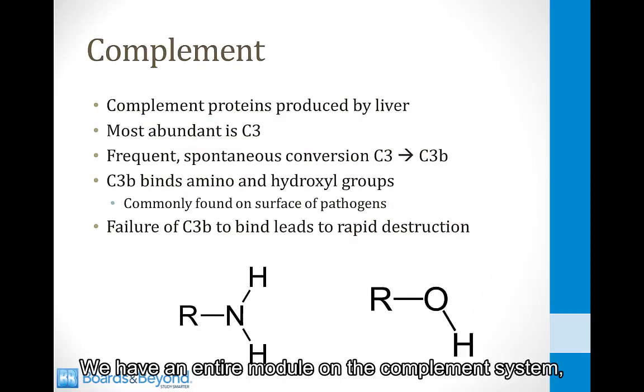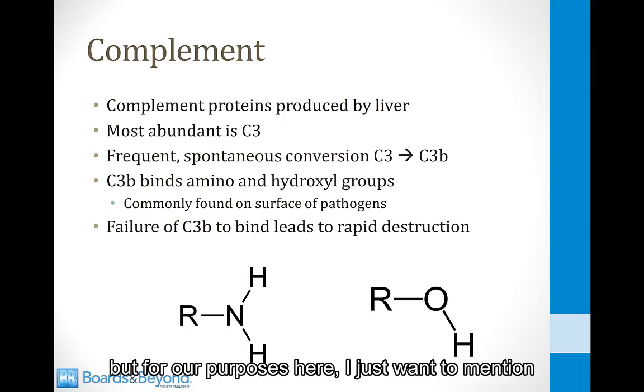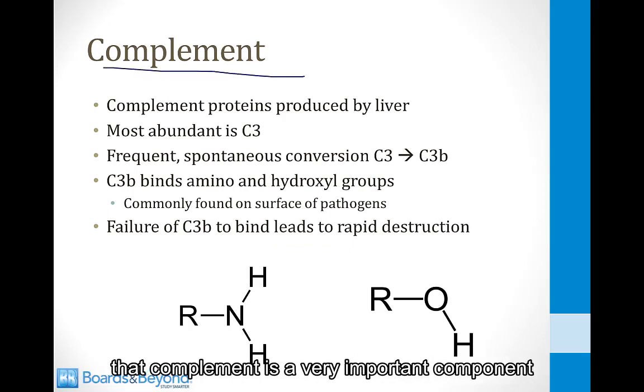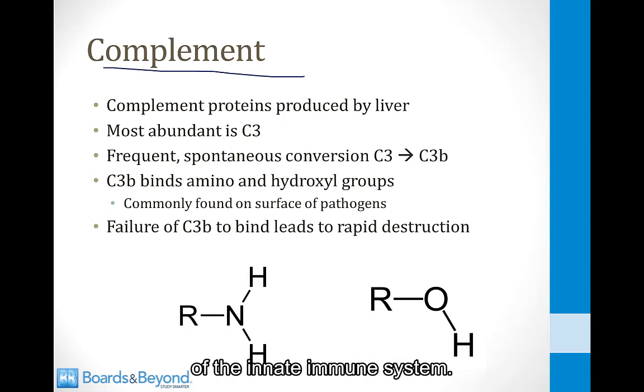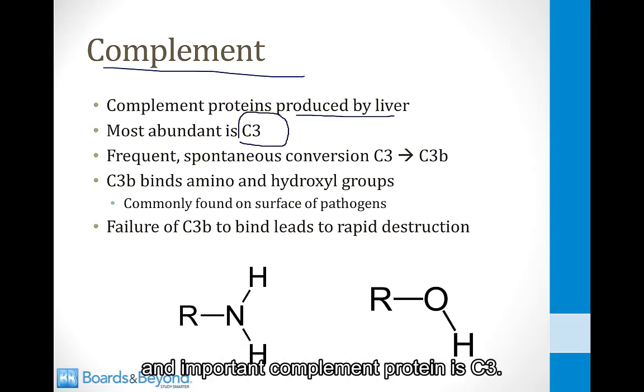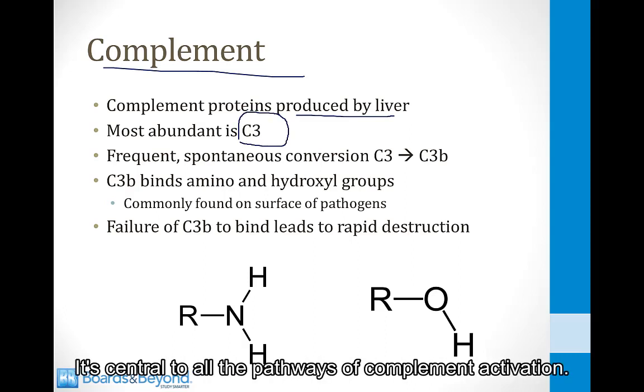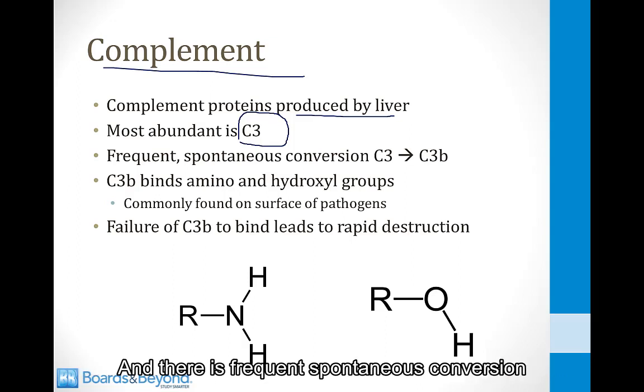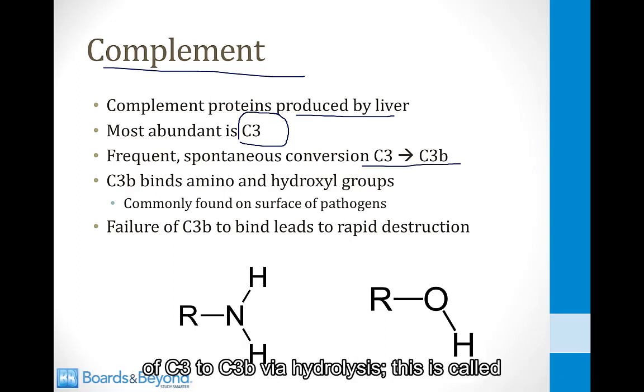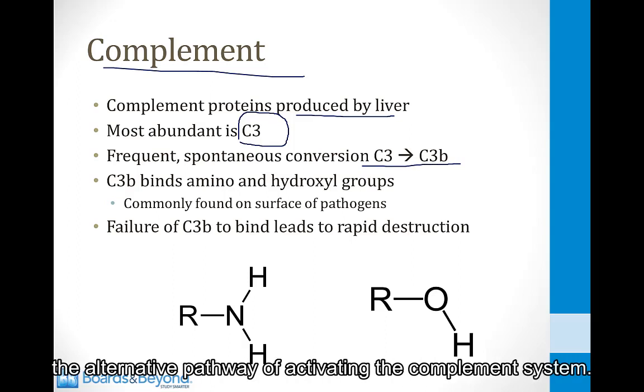We have an entire module on the complement system, but for our purposes here, I just want to mention that complement is a very important component of the innate immune system. Complement proteins are produced by the liver, and the most abundant and important complement protein is C3. It's central to all the pathways of complement activation. And there is frequent spontaneous conversion of C3 to C3b via hydrolysis. This is called the alternative pathway of activating the complement system.